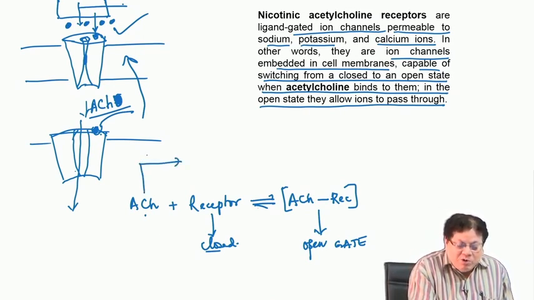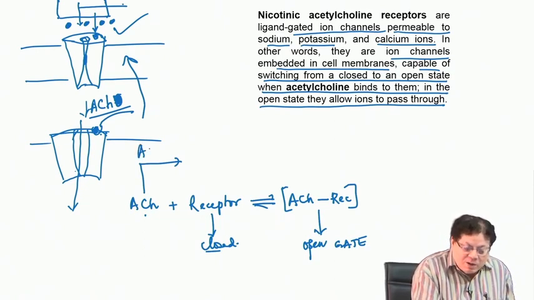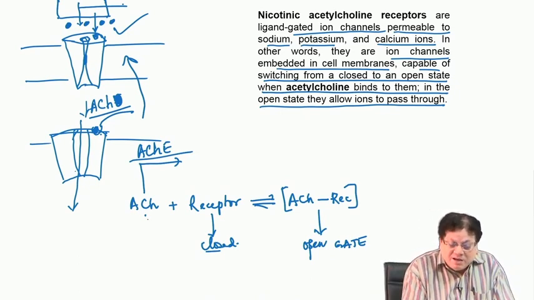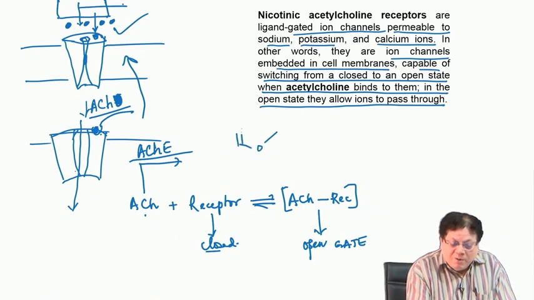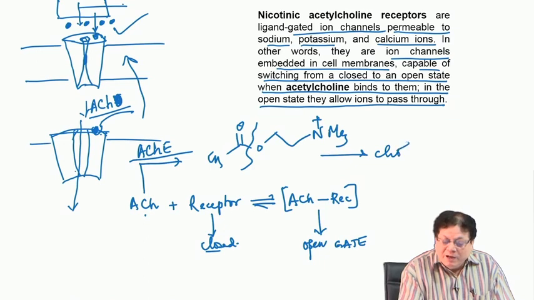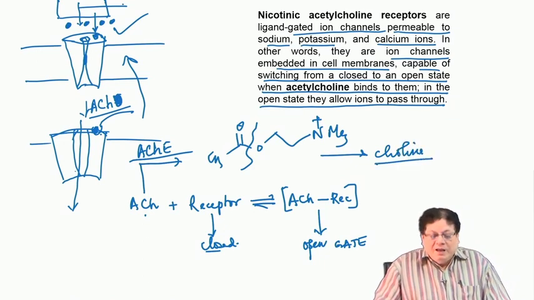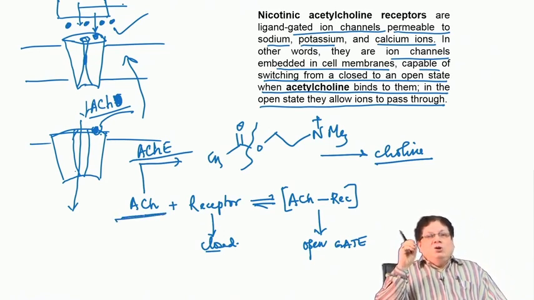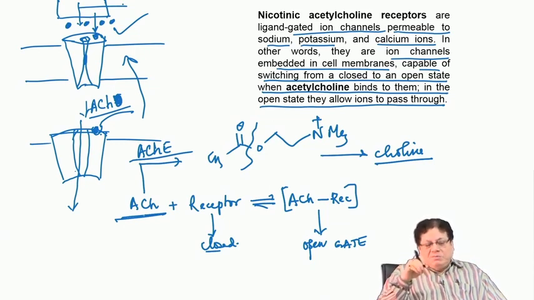You have an enzyme called acetylcholine esterase, that is ACHE. Remember acetylcholine has a structure O, CO, CH3 and then NMe3 plus. This acetylcholine esterase brings acetylcholine back to choline. Okay. So again, just to repeat the whole thing: if it is a nicotinic receptor, acetylcholine sits onto the nicotinic receptor and opens up the gate. This is called a ligand gated ion channel, and then the ions move in or out.